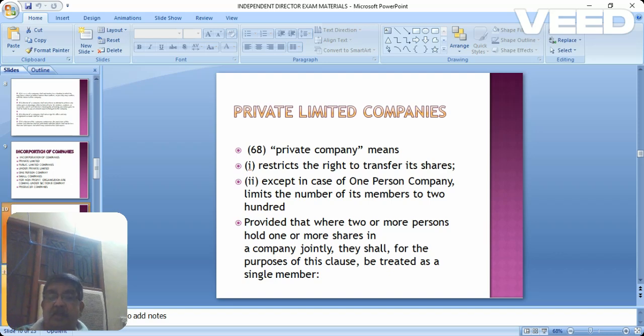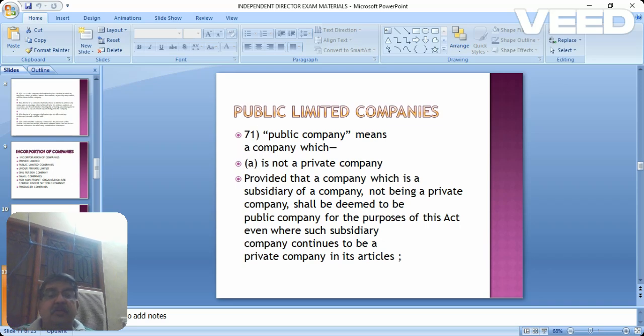Public limited company. A public limited company means a company which is not a private limited company. Provided that a company which is a subsidiary of a company, not being a private company, shall be deemed to be a public company for the purpose of the Act, even where such subsidiary company continues to be a private company in its articles.